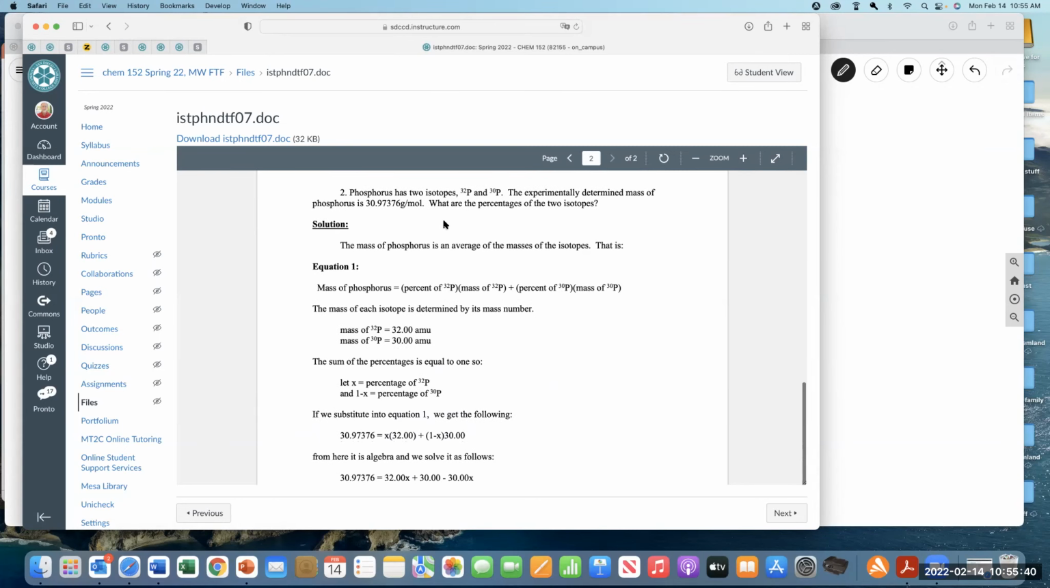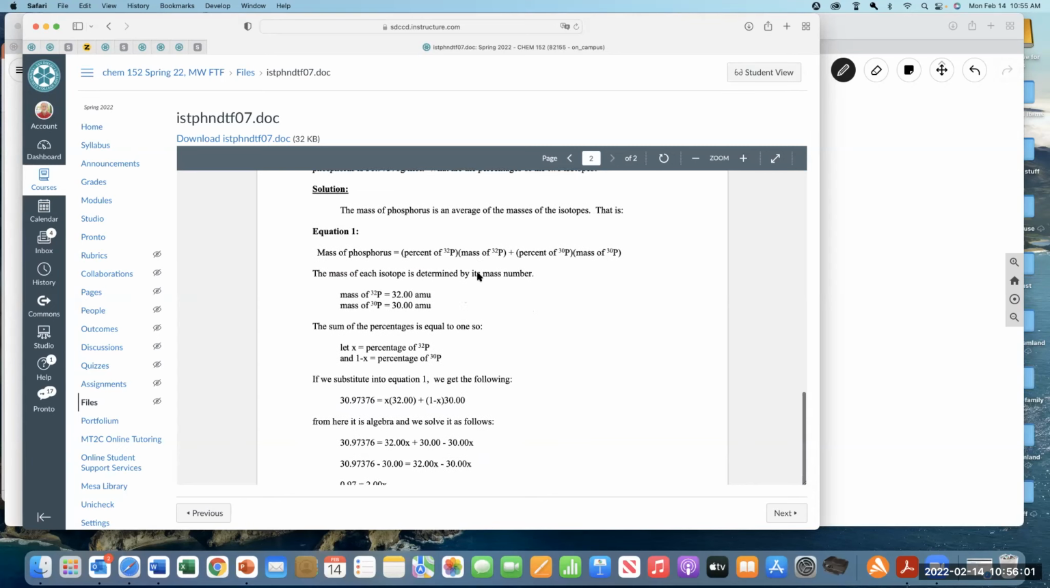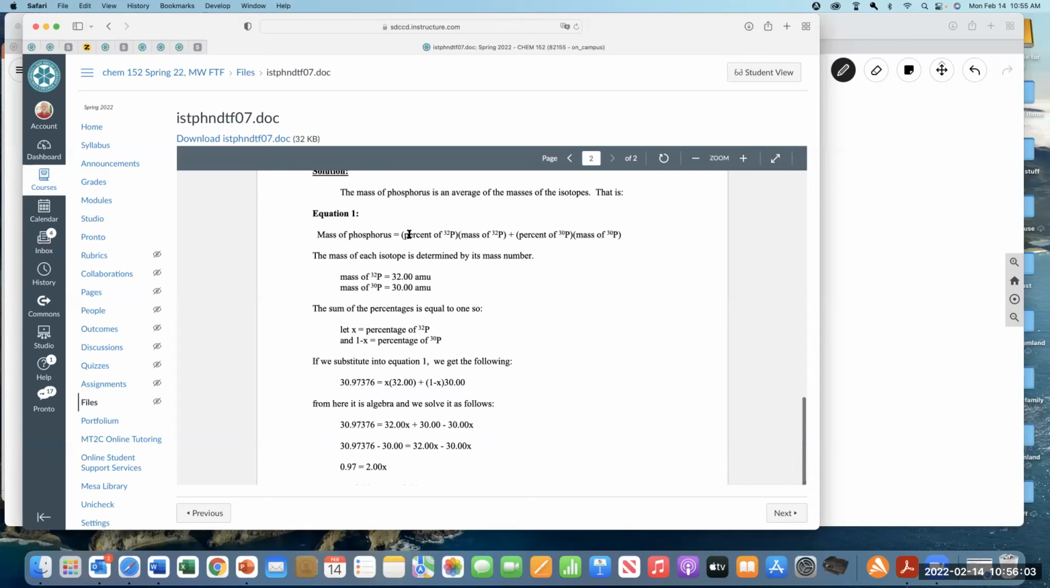All right. So this problem says phosphorus has 2 isotopes, P32 and P30. The experimentally determined mass is, don't worry about the unit right now, 30.97. What are the percentages of the isotopes? And remember that the sum of the percentages has to add up to 100%, or 1 if you're going to put them in fractions. So this is that same equation. The average mass is the percent of the first times the mass of the first, plus the percent of the second times the mass of the second, since there's only 2, right?